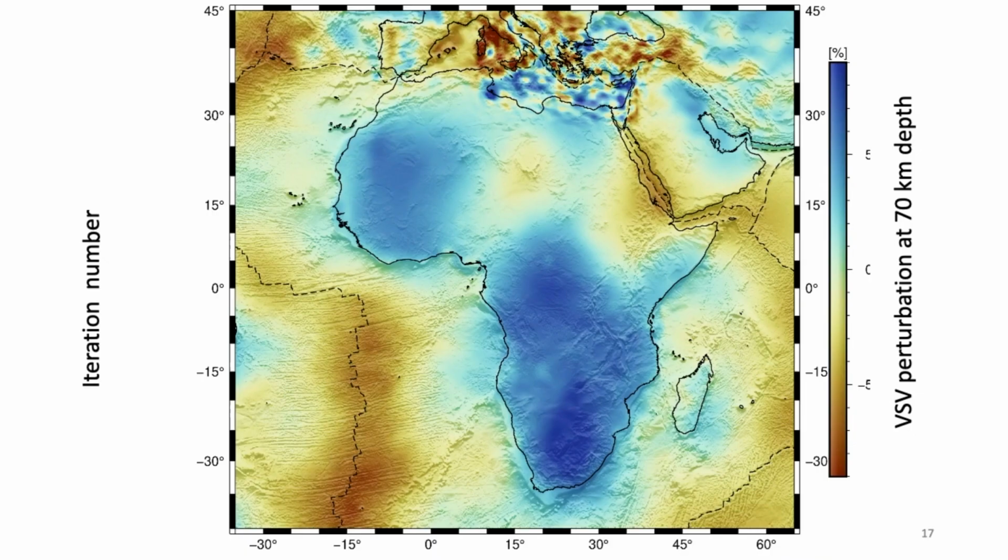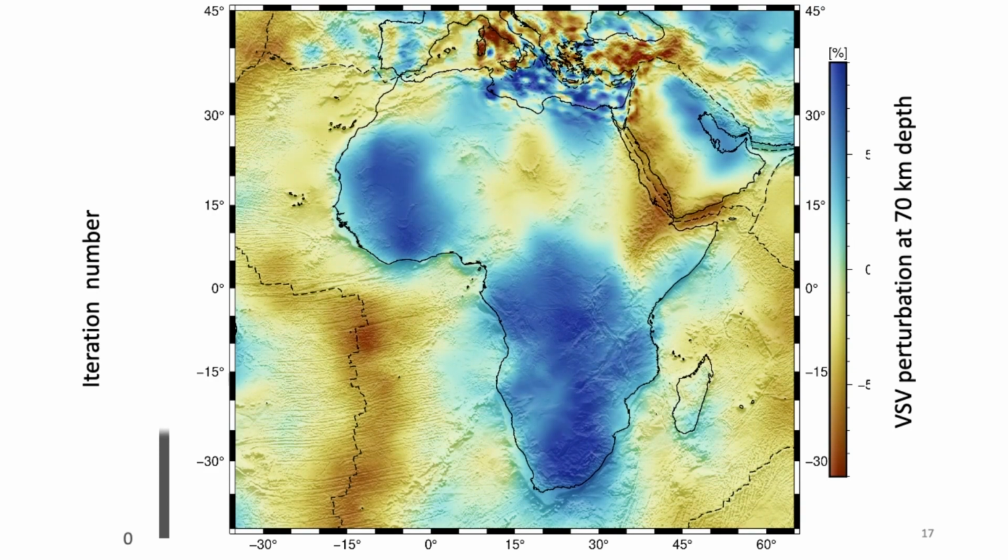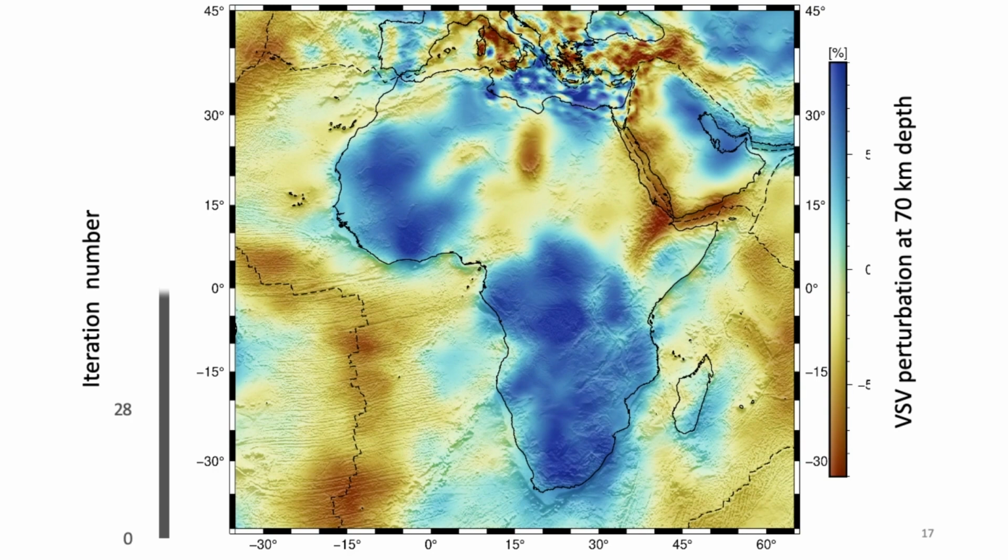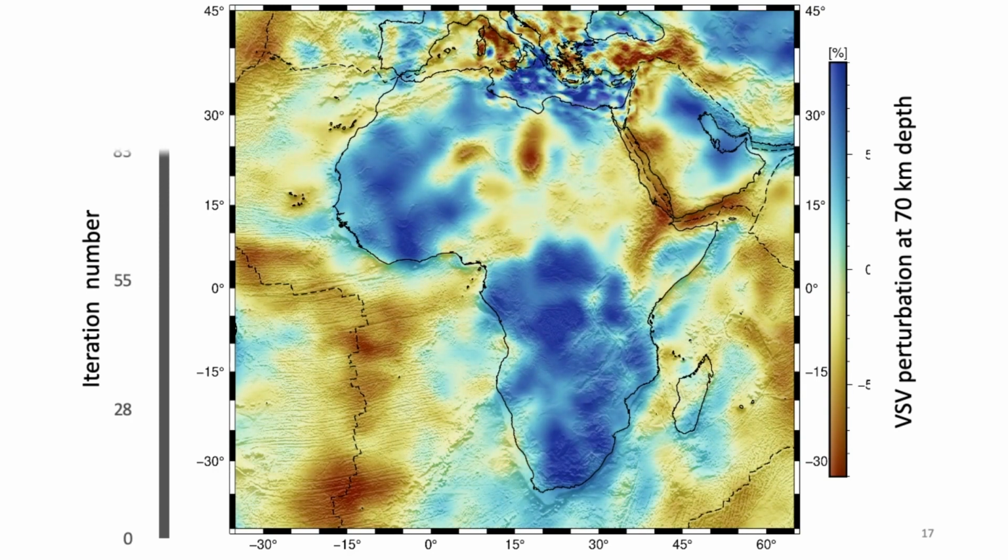This movie will show how this VSV structure is recovered over the course of many iterations. You can see how areas like the Afar triple junction are becoming well defined as the inversion progresses. In addition, you see several other anomalies popping up.